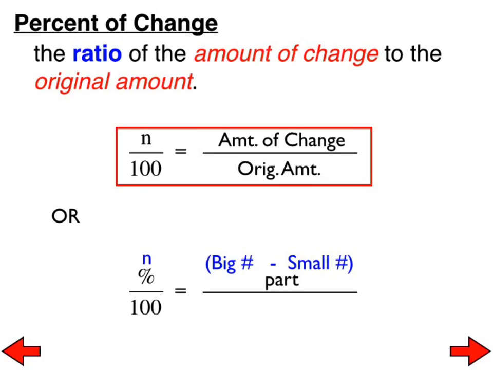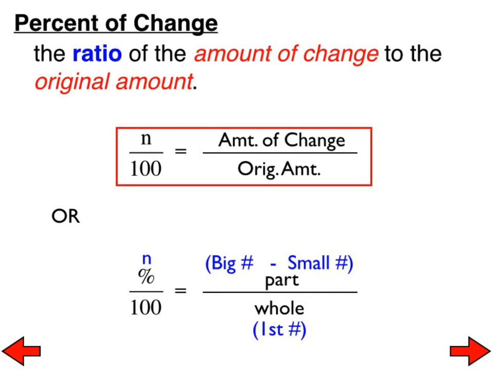And the reason why I use the variable n over percent is because that's what we're trying to find in all of these percent of change problems. We're interested in finding what that percent is. To find the amount of change, which happens to be the part, some of you understand what those words mean, amount of change. How many did some situation change? If you don't get that, to figure out what that amount is, it's big number minus small number. And then the original amount, which happens to be the whole, that really is the first number.